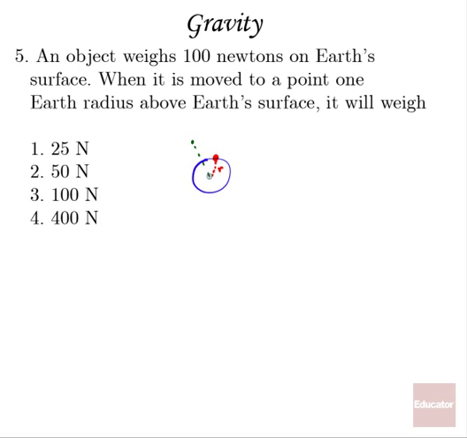2r away, we have doubled the distance. Remember that the force of gravity is an inverse square law with the distance. So effectively, we've doubled the distance, therefore we've cut the force by 4, to 1/4. So 1/4 of 100 newtons is going to be, answer 1, 25 newtons.